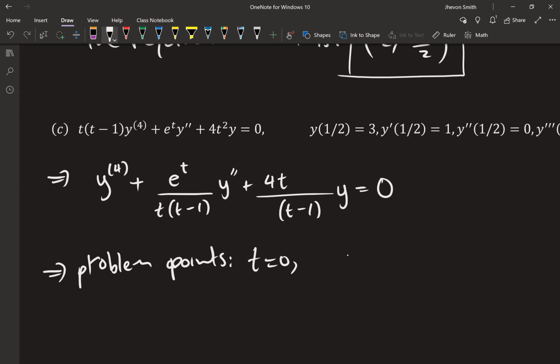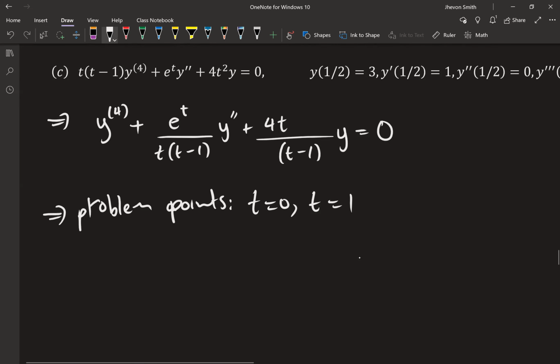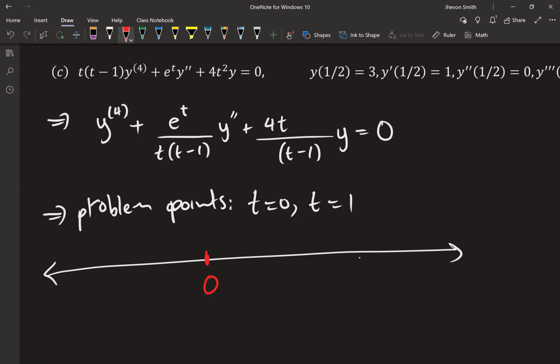t equals 0 and t equals 1. And so now you would say, okay, on my number line, I have to avoid 0 and I have to avoid 1. And then I realize my initial condition fits in here at a half, which means this is going to be the interval that I want here.